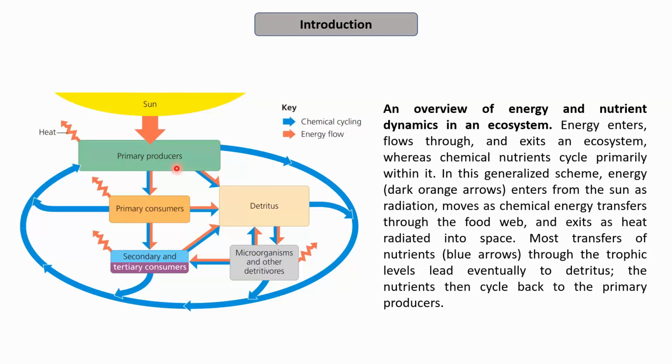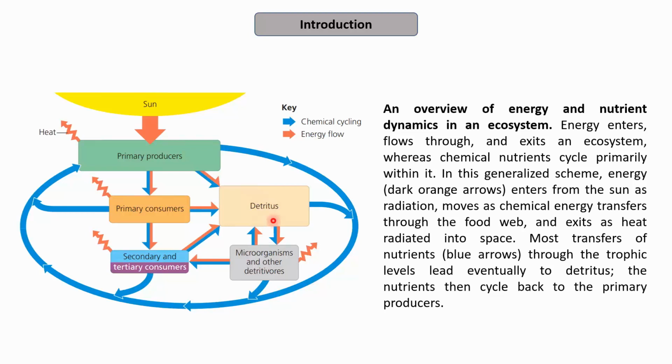Besides this, the decomposition of the primary producers, consumers, and the secondary and tertiary consumers occurs by the action of microorganisms and other detritivores. They take up energy from the dead food and break down the complex substances into simpler inorganic nutrients, which are then again taken up by the plants. The transfers of nutrients, represented by the blue arrows through the trophic levels, lead eventually to the detritus. So most of the nutrients eventually reach the detritus.